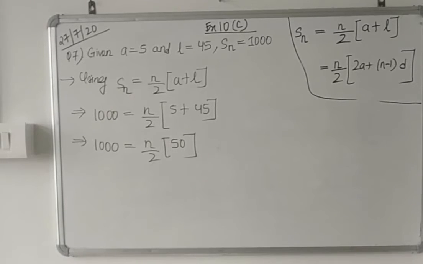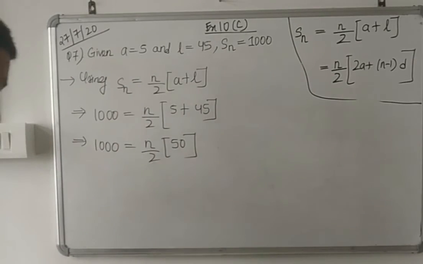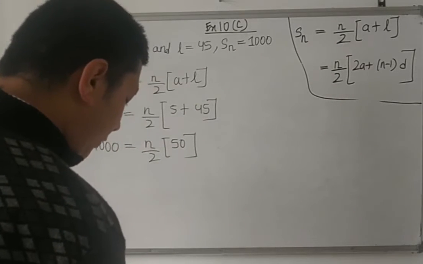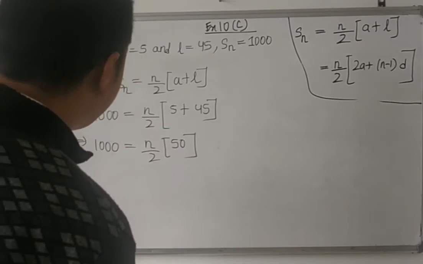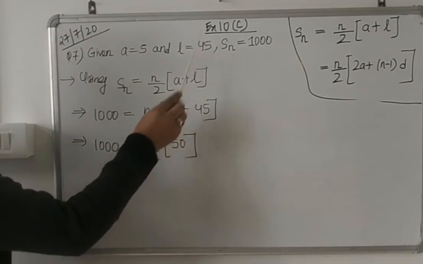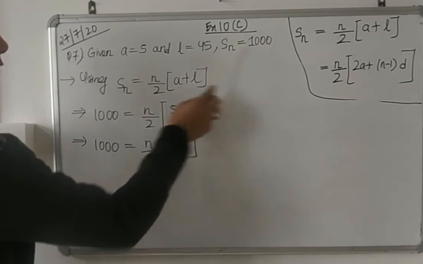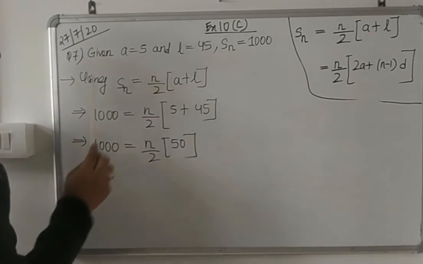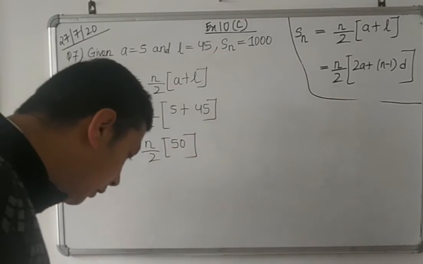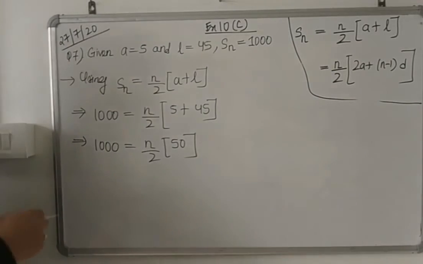Okay, now we move ahead with question number 7. Please read the question in the book. The first term of the AP is 5, the last term of the AP is 45. Sum of its n terms is 1000. Three things are given to us: first term, last term and sum. We need to find the number of terms and then the common difference later.